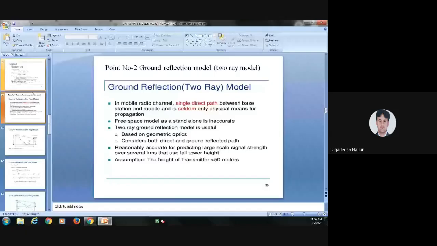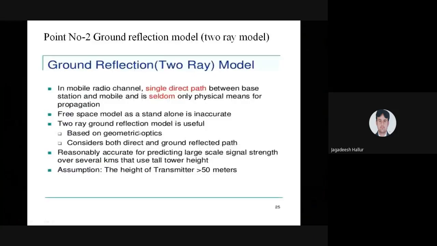You have seen the many equations and numericals. And today we are going to start point number 2, the ground reflection model, that is the two-ray model. The ground reflection model or two-ray model is nothing but what?